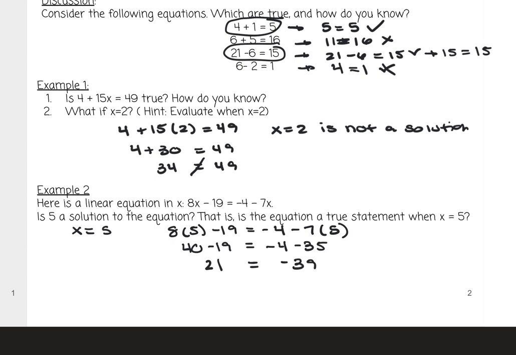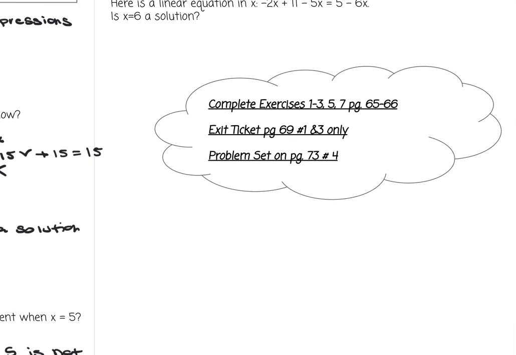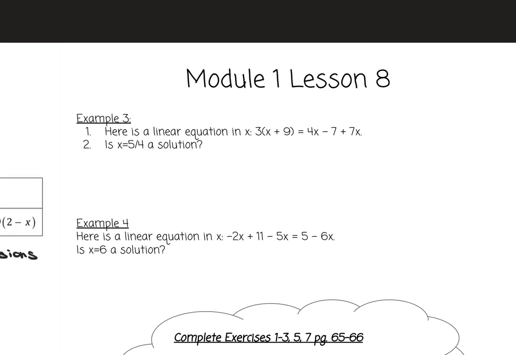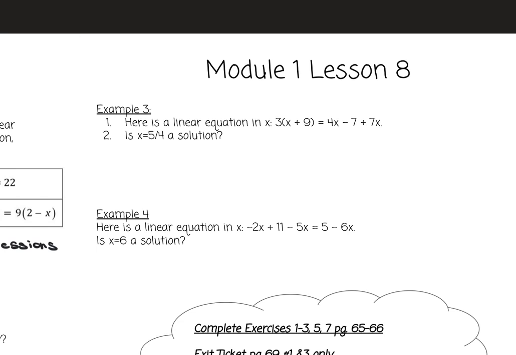So looking here, we can definitely say that x equals 5 is not a solution. And why is it not a solution? Because it does not hold my equation true. I'm getting 2 different values on the left and the right side. All right. So I just have 2 more examples that we're going to look at. I want you to pause the video and try these 2 examples out.